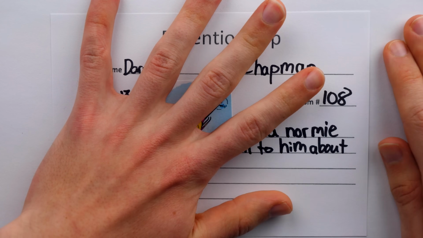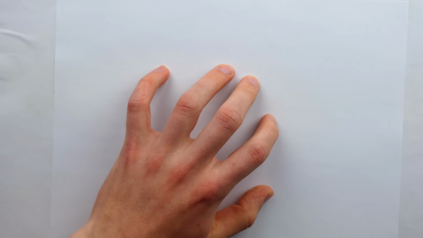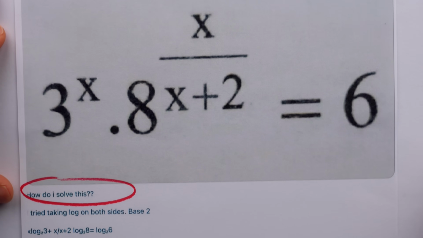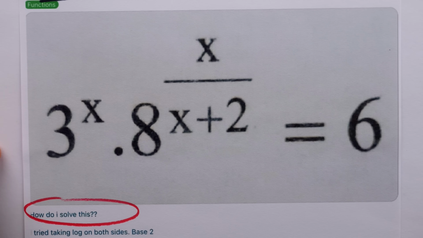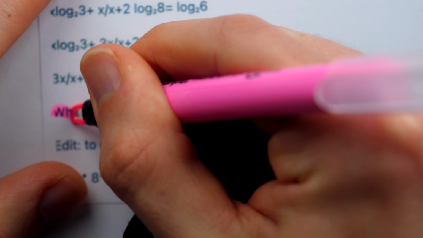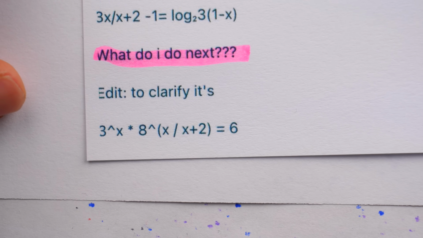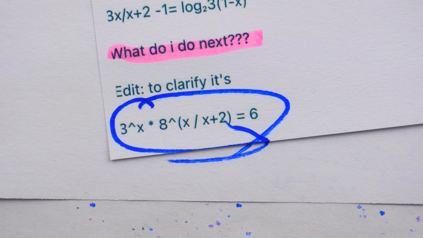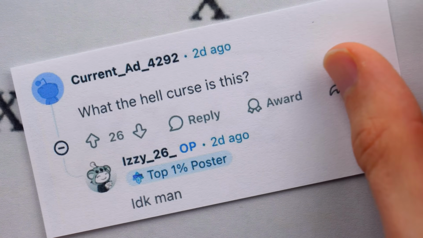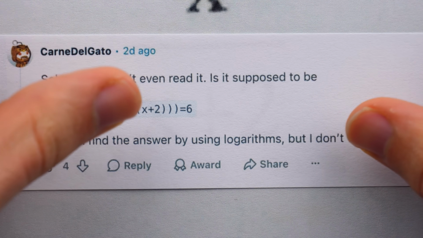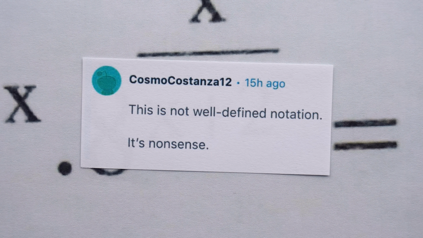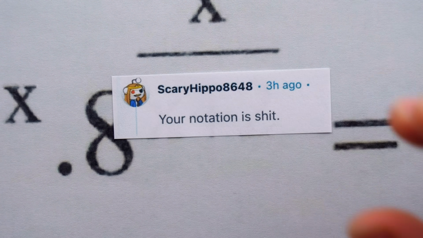Anyways, we understand a good student acclimates to the environment, and this student has done exactly that, because their post isn't even about the hideous formatting. They're just asking for help on the math. He didn't even think to clarify what is going on until people replied, "What? What the hell is this? Solve this? I can't even read it." This is not well-defined notation. It's nonsense. Your notation is shit.